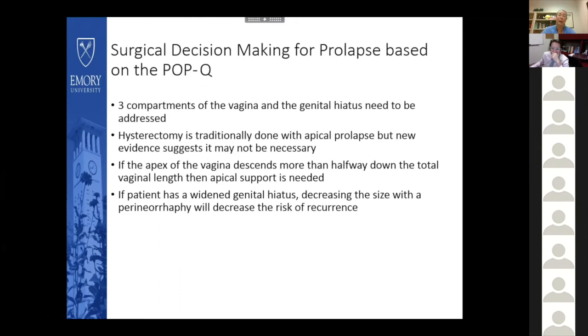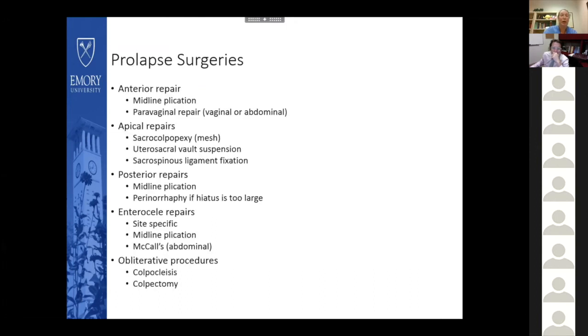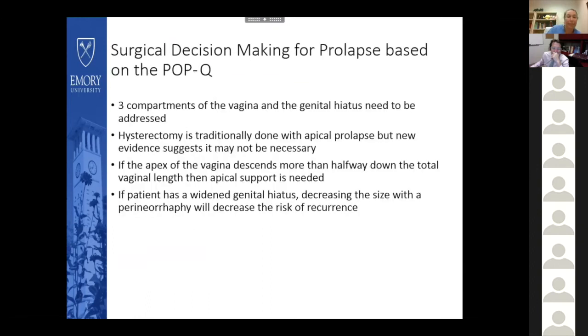Dr. Hammett, right, so, on that last slide, one quick question. The apex of the vagina descending more than halfway the total vaginal length, that's measured, is that D, the posterior fornix, or how do you measure that? Yeah, so that's a good question.